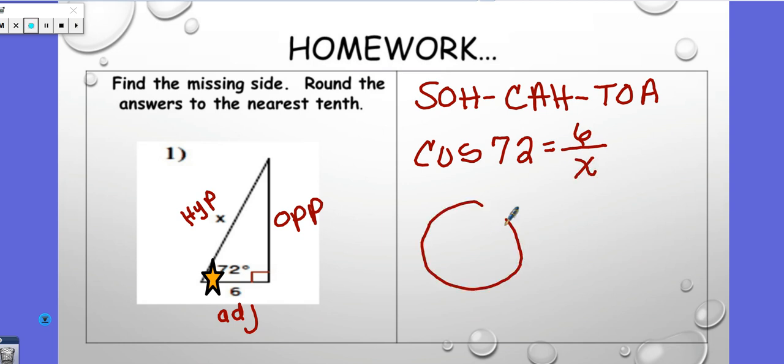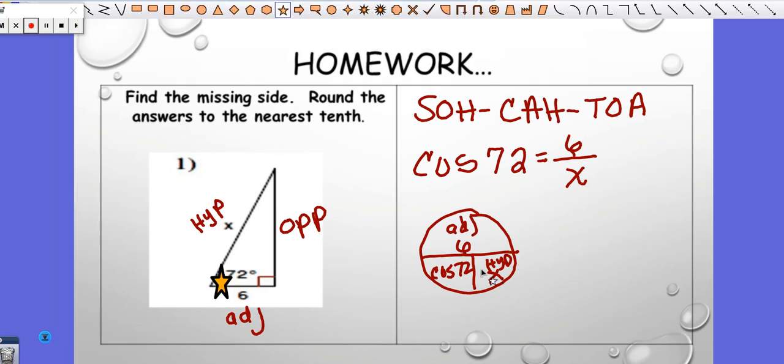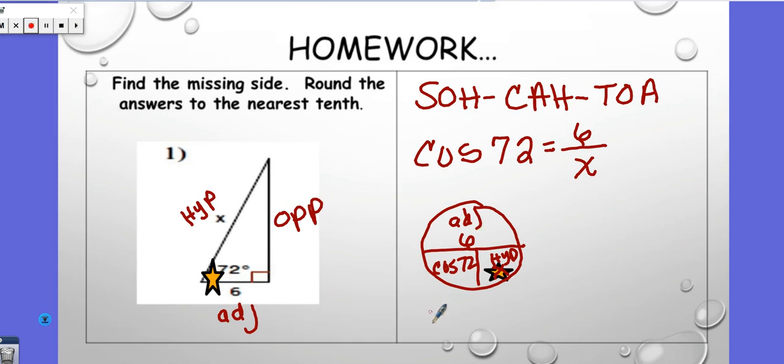Then I'm going to draw my little circle, and I'm going to write cosine 72 here, the adjacent here, and the hypotenuse down here. For x, I'm going to put my finger on what I need to find. So that tells me that x has to equal 6 over cosine of 72.